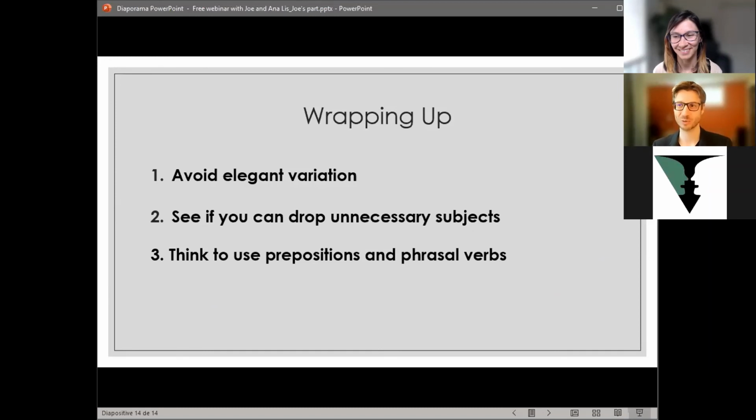So to wrap up in English, don't get too carried away with your sentences. Try to make sure that your constructions are parallel and that most of the time you're following subject, verb, object. See if you can drop some unnecessary subjects if you see a lot of problems and issues and initiatives and projects. And think to use prepositions and phrasal verbs. I think you'll find it makes an immediate, tangible difference in your translations. And I find it to be a lot of fun.